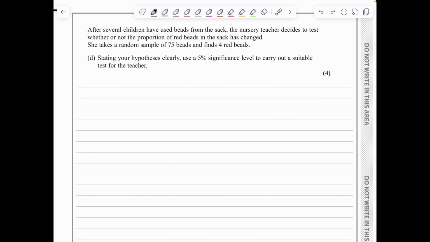Well, we know that the random variable X here follows a binomial distribution with parameter n being 75 and probability of success being p. We know that the initial hypothesis, the null hypothesis, says that p is 0.14, and the teacher here is looking for a change in the proportion of red beads. So this is a two-tailed test. The alternative hypothesis says that p is not equal to 0.14, and we're working at the 5% level of significance.